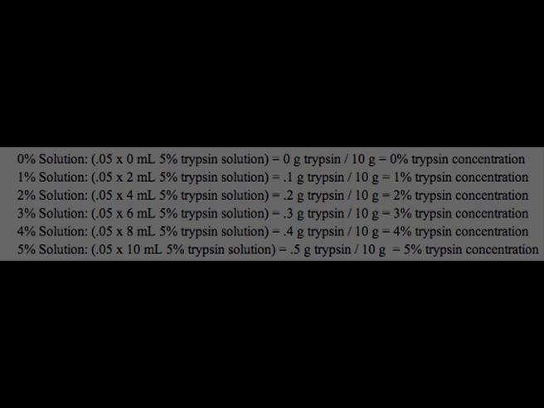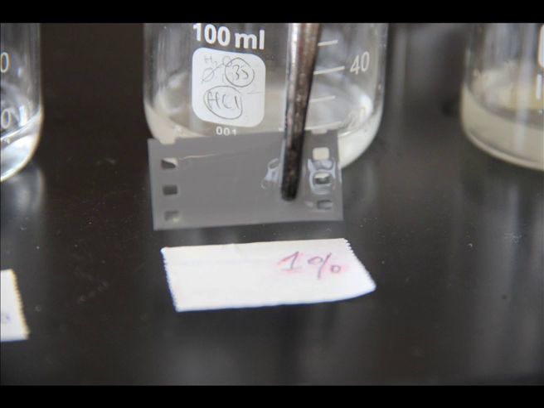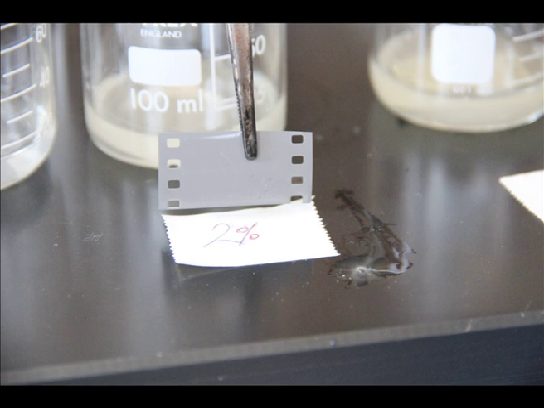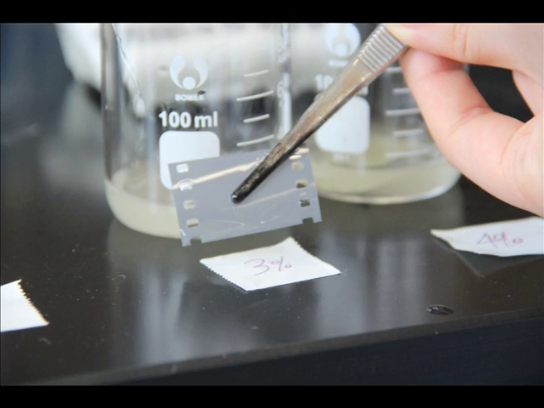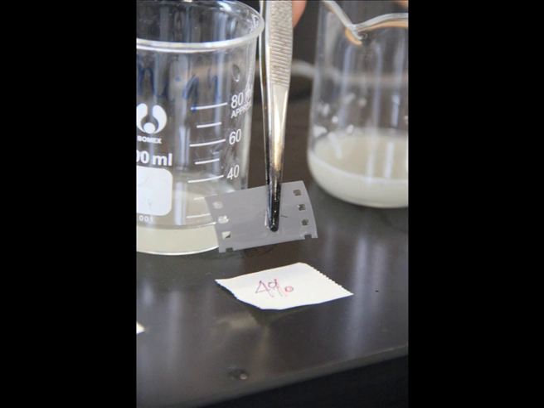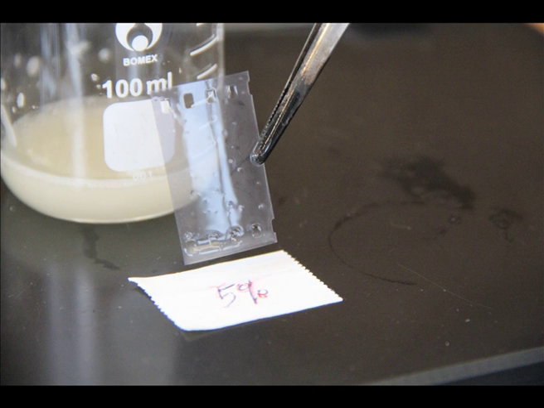For the 1% solution, 0.1 grams of trypsin per 10 grams of solution was needed. The same goes for the 2%, 3%, 4%, and 5% solutions, with 0.2 grams, 0.3 grams, 0.4 grams, and 0.5 grams of trypsin needed for each 10 grams of solution.